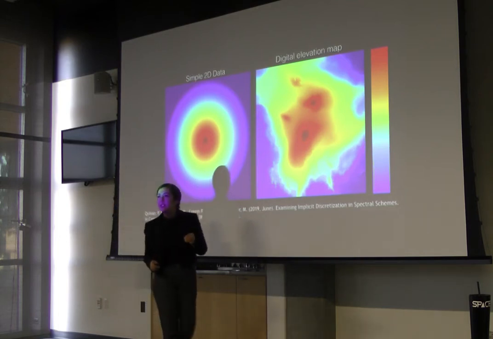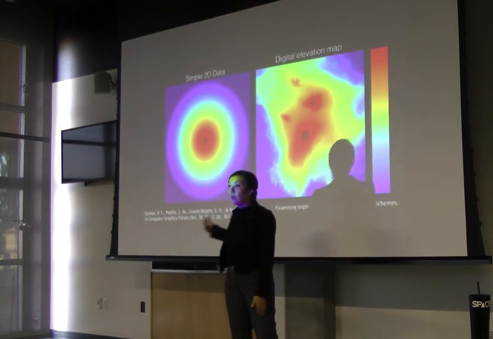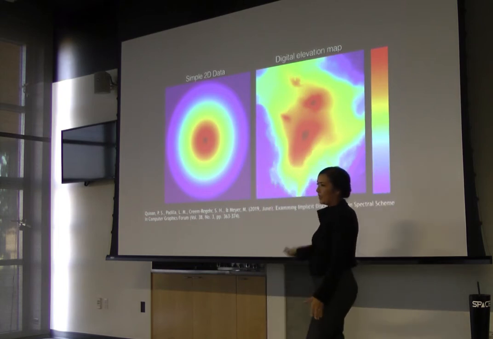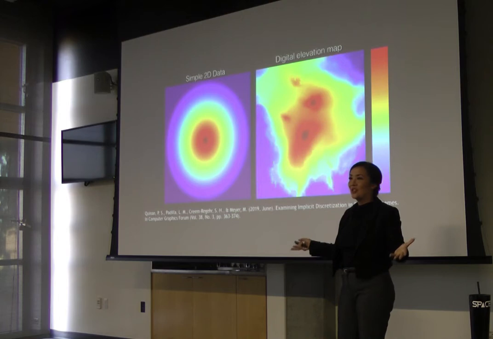So there are even differences between different rainbow color maps. There's no consistency here, and there's no rhyme or reason for why this is happening. It's just sort of an accidental feature of this particular visualization choice.